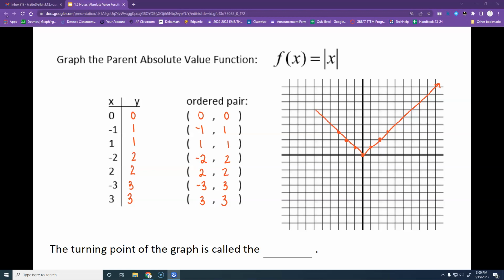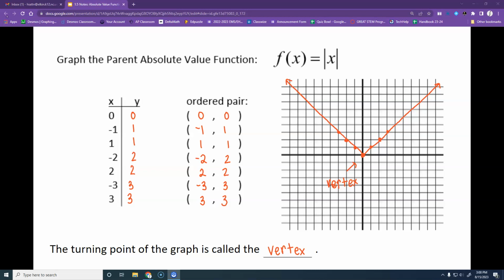It is a V shape. Here at this turning point of the graph, we call that the vertex. That is also the word that goes down here. The turning point of the graph is called the vertex. And that vertex for our parent function is on 0, 0.